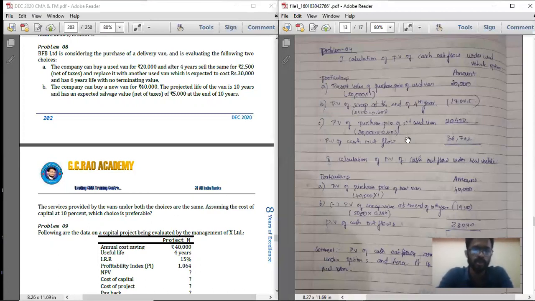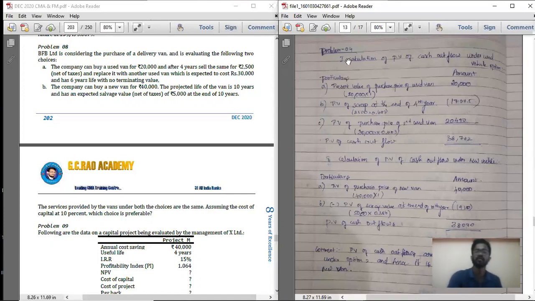So take down. Now you have understood the question. You are evaluating both the options. Both the options are total present value of cash outflow. So below that, problem number 8. Below that, statement number 1.